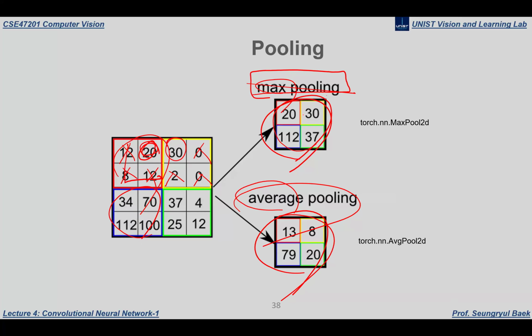So normally we use max pooling, but we also use average pooling. Also, there are some other types of pooling operations as well.